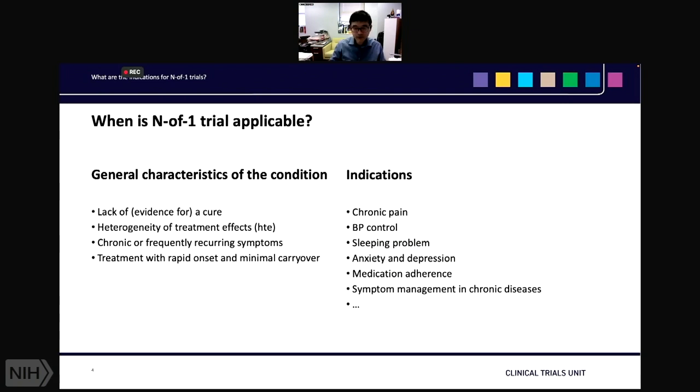And one possible reason for not having a treatment that works for everyone is that there may just not be sufficient evidence in the literature to support that. Another reason for not having a definitive treatment is that there simply isn't one that works for everyone, right? So in this sense, there's a heterogeneity of treatment effects among individuals in the population. So some drugs may work well for particular individuals, but some other drugs will work for other individuals. So these are the situations where N-of-1 trials would be applicable.